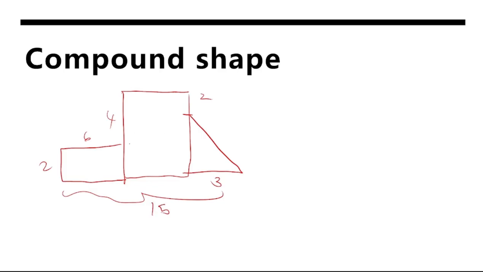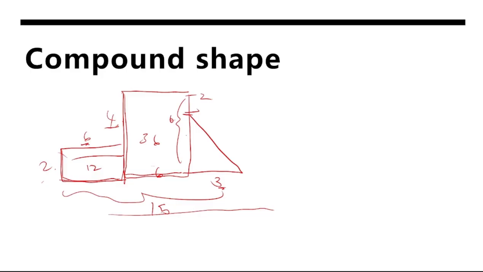So what can we derive from the given information? First, the surface area of this little rectangle would be 12. The big one: since the whole width is 15 minus 6 minus 3, we'll have 6. 6 times 4 plus 2 will have 36. Oh, it's actually a square. Sorry, my bad. And since this is a 4, this is a 2, and the total is 6, this is 6 minus 2. We'll have 4 here. 3 times 4 times half. The area here would be 6.